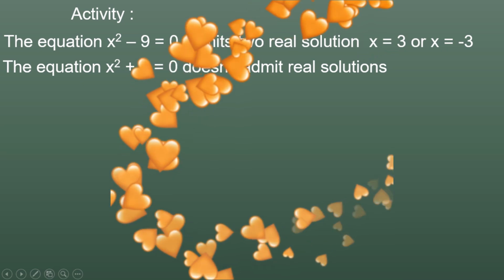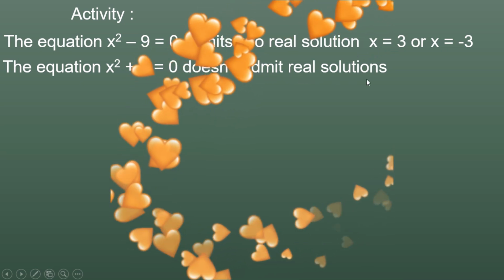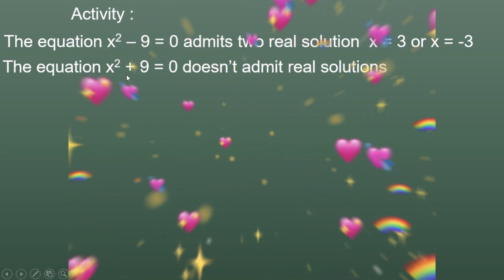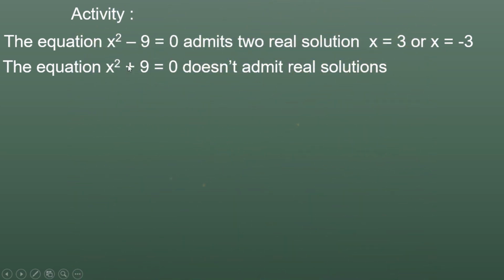X squared plus 9 equals 0 doesn't admit real solutions, because x squared plus 9 cannot be written in the form of a difference of two squares. So you have to write x squared plus 9 in the form of a squared minus b squared in another set, in a set bigger than the set of real numbers. How? We write x squared plus 9 as x squared minus minus 9.